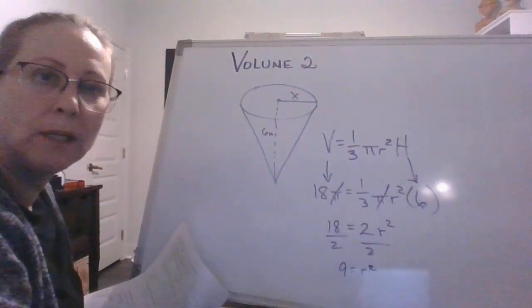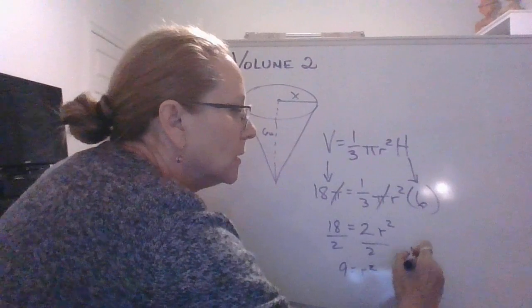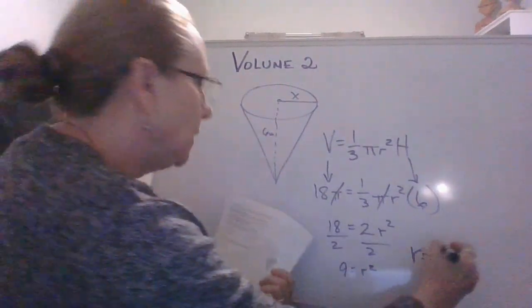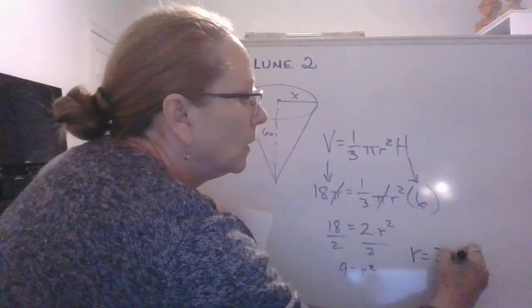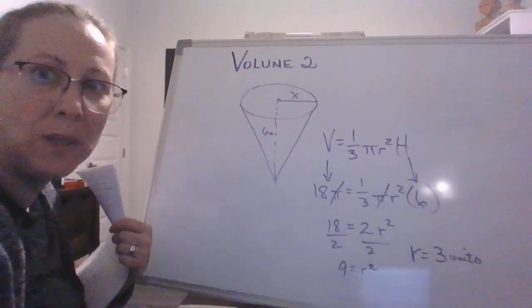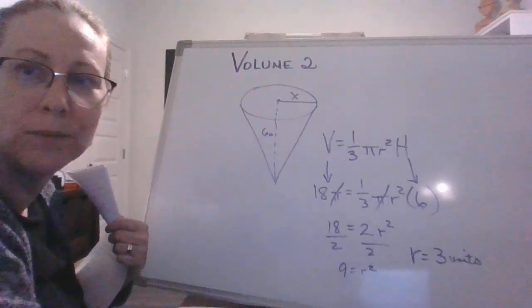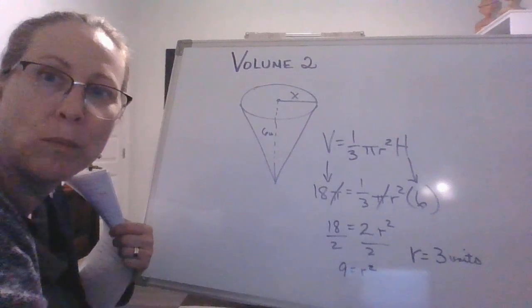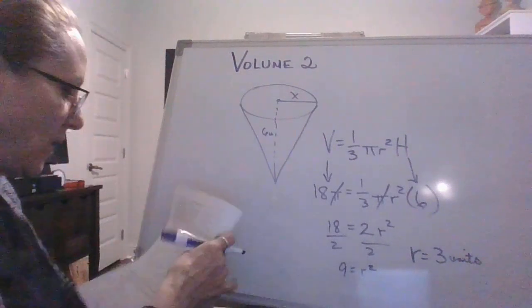And r squared equals 9, so the radius is 3. It can't be -3, so it's got to be +3 units. I don't think they actually ask for units there. They just say, give me a number, and it would be 3. So another nice one. I threw in a working backwards problem instead of working forwards on this volume.